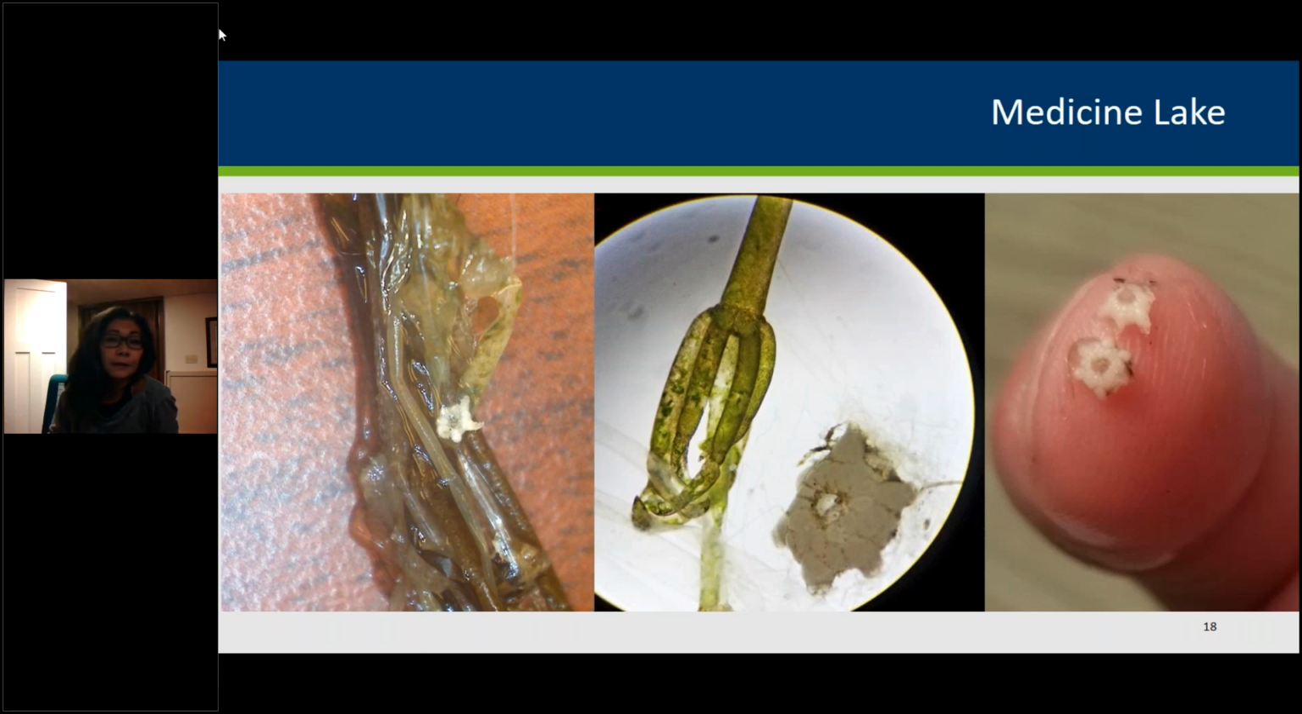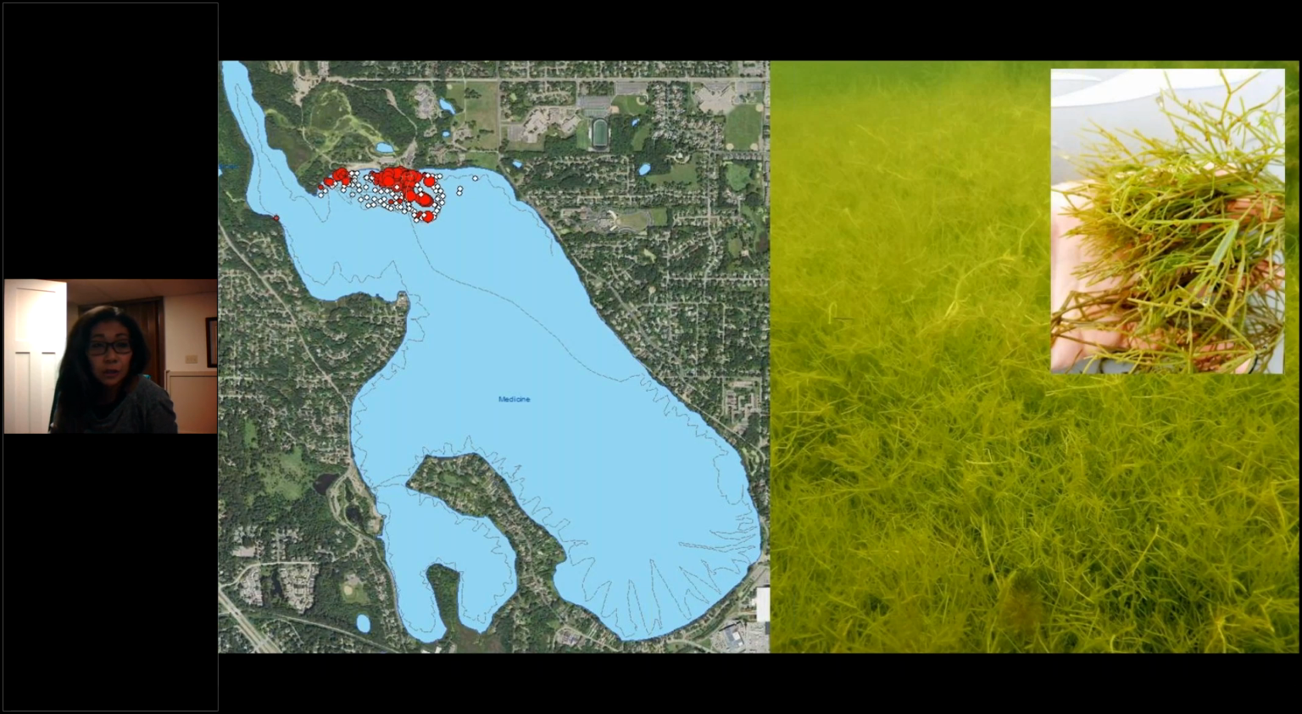Here we go. So we worked together with Three Rivers Park District. They actually own the public boat landing as well as the park that surrounds Medicine Lake. So with them, we conducted a lake-wide search, and you can see our boat tracks of the areas we covered in and around this 1,000-acre lake.